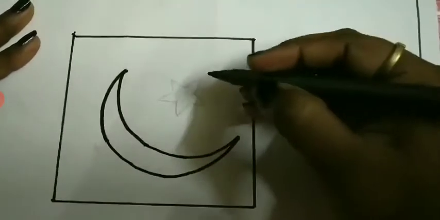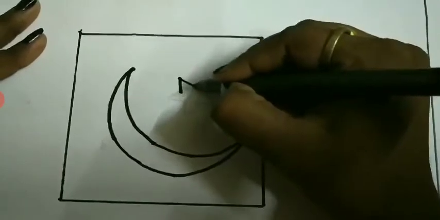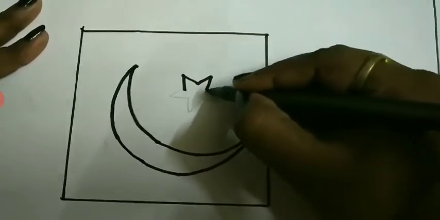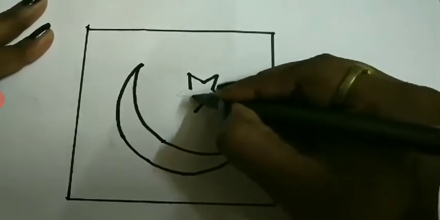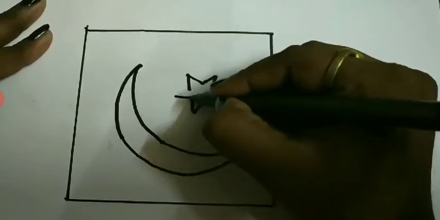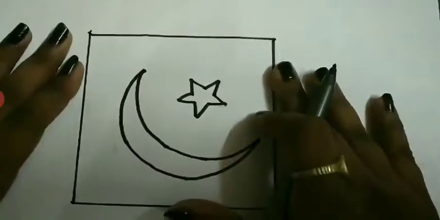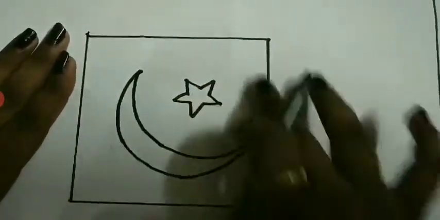Same way for the star, slant line, slant line. Same way you have to make a star. Now students, this is an Islamic symbol. Now we will color it.